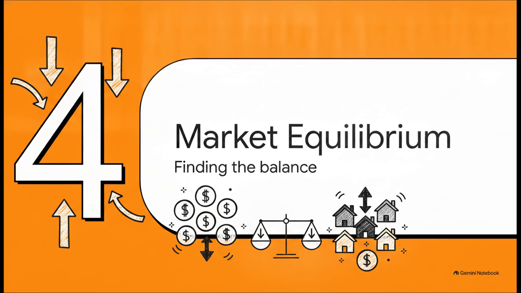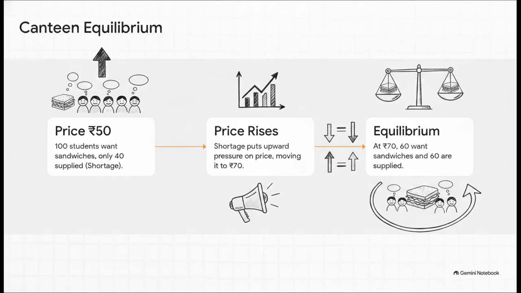This brings us to Section 4, finding market equilibrium. So the big question is, what actually happens when buyers who are hunting for low prices and sellers who are chasing high prices finally crash into each other? Well, let's look at a school canteen to see how they find this thing called market equilibrium. Step 1. The canteen prices their sandwiches at 50 rupees. Because it's so cheap, 100 students want them, but the canteen only made 40. Uh-oh, we've got a shortage.